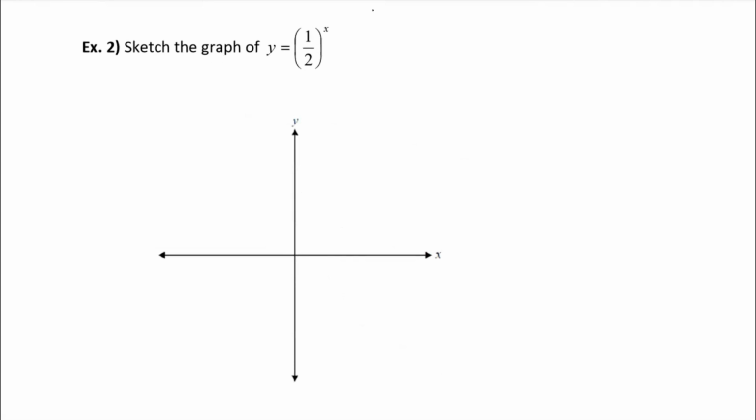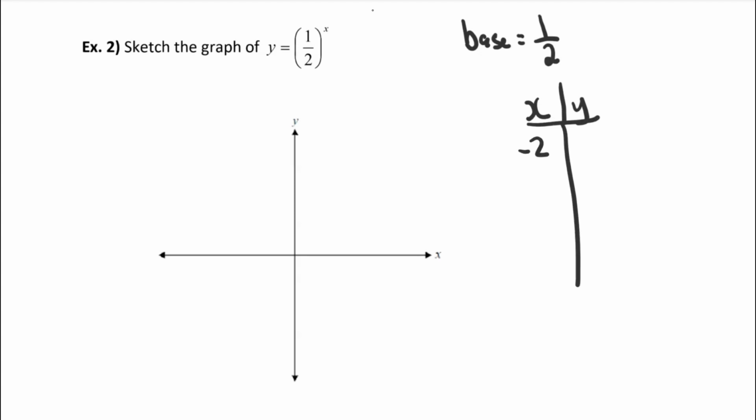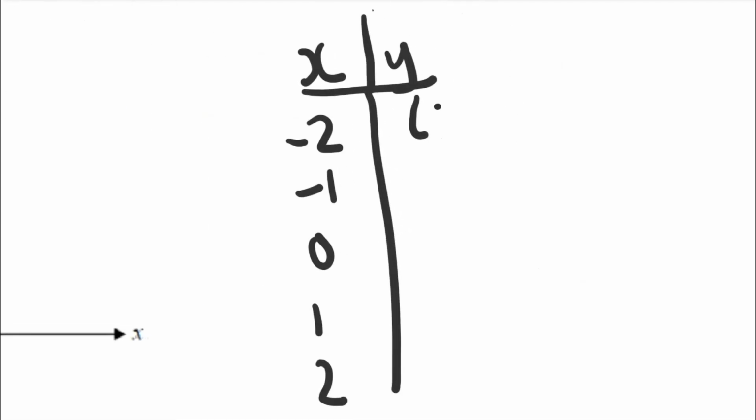Again, for this one, we're going to say that the base is 1 over 2, which still follows the criteria of being greater than 0. We're going to use the same values as before. We'll go x and y, and we'll go -2, -1, 0, 1, 2. Well, this one is going to be, sorry, not negative, it's going to be 1 over 2.